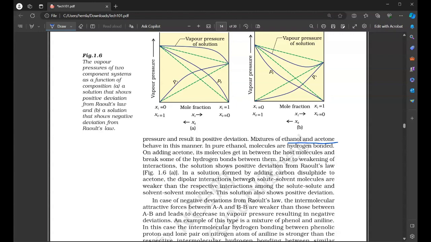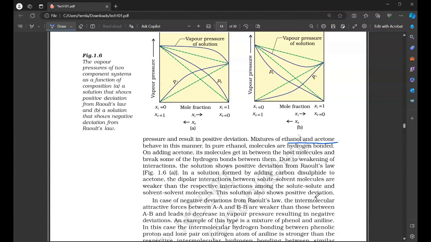In the solution formed by adding carbon disulfide to acetone, the dipolar interactions between solute and solvent molecules are weaker than the respective interactions among the solute and solvent molecules. These solutions are also known as showing positive deviation.